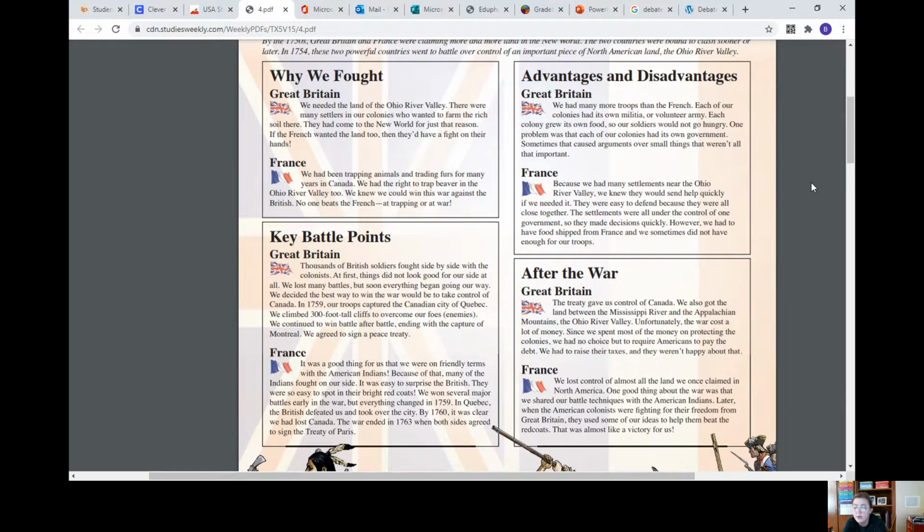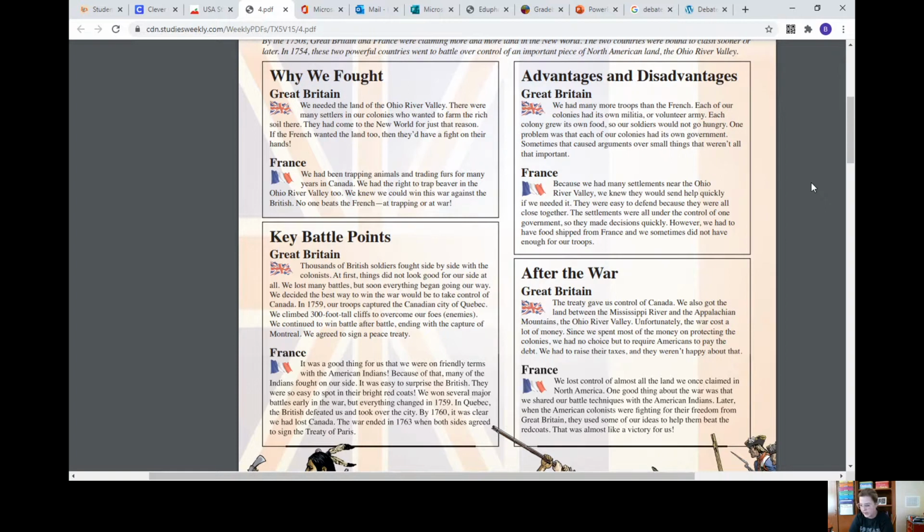The French say, we lost control of almost all the land we once claimed in North America. One good thing about the war was that we shared our battle techniques with the American Indians. Later, when the American colonists were fighting for their freedom from Great Britain, they used some of our ideas to help them beat the Redcoats. That was almost like a victory for us. So basically, in the French and Indian War, both Britain and France won in the Ohio River Valley.